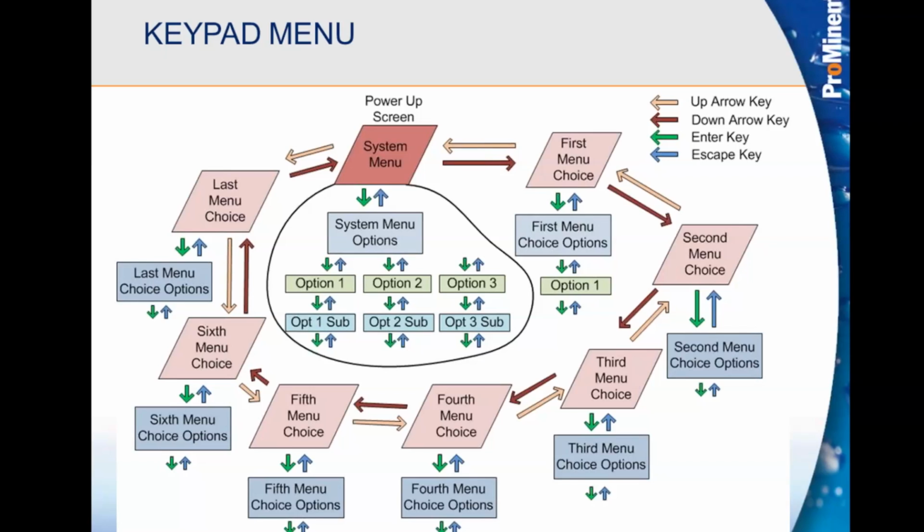The best idea is to think of how we are displaying the information when using the keypad. When you power up a controller, you can see here at the very top, you have the system menu when you first power up a controller. And from here, if you use an up or down arrow, you will scroll through all the different menu choices in the controller. As you use the up and down arrows, you can travel around the menus.